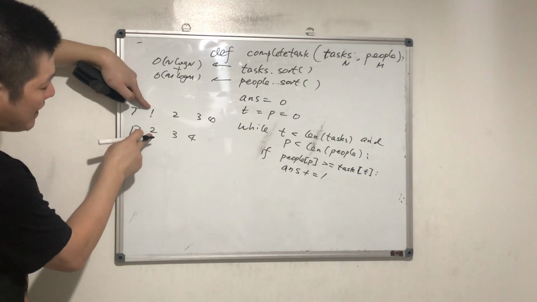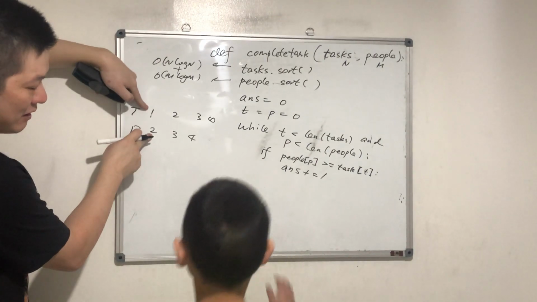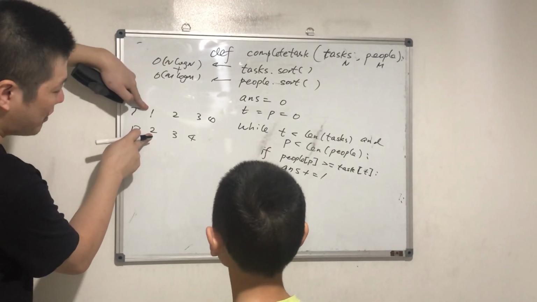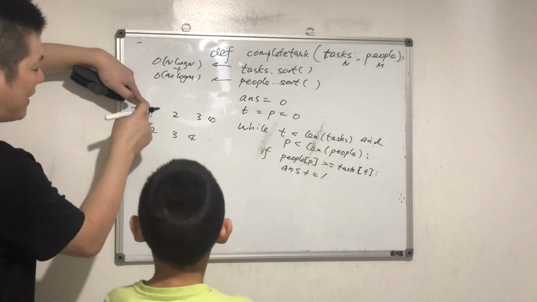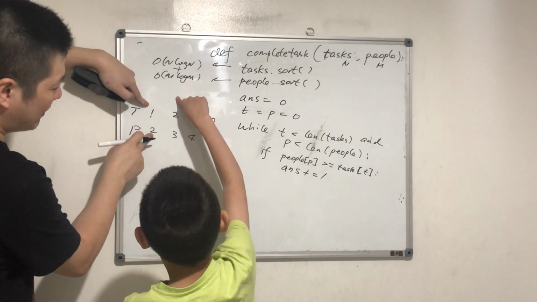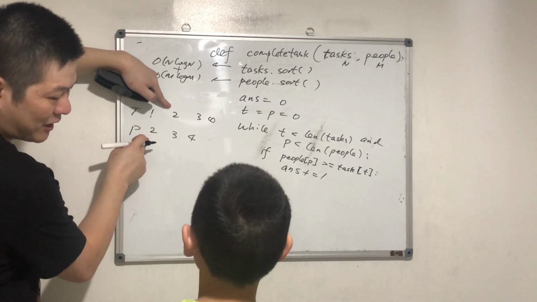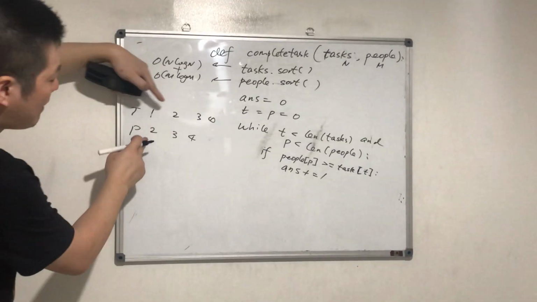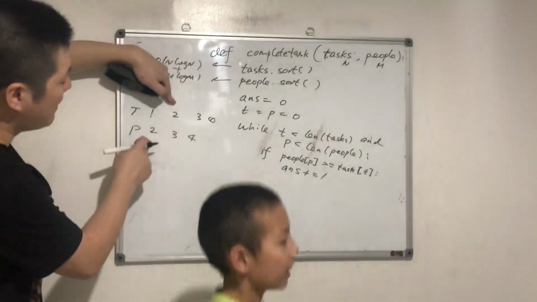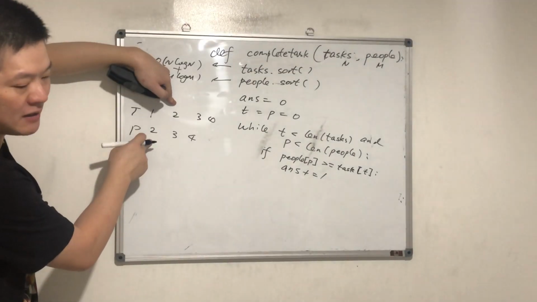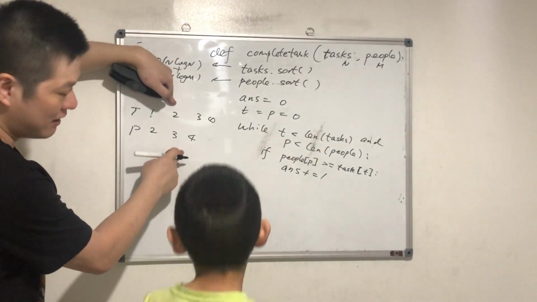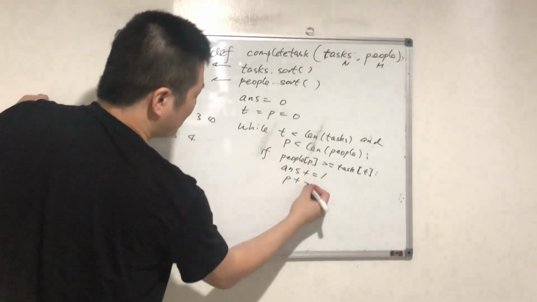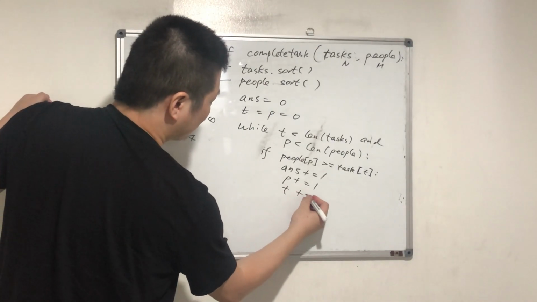The P can handle T, so what should we do next? After P handles T, what should I do here? Move it, because I have completed this task. I should move to the next big task, right? And this person has already taken a job, a task, so I move to the next person. So P plus equals 1, T plus equals 1, right?